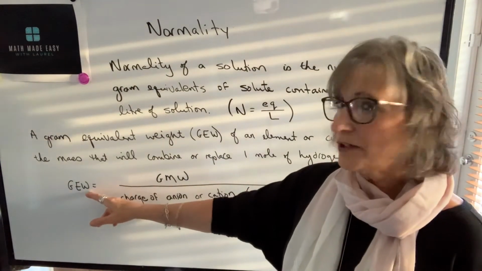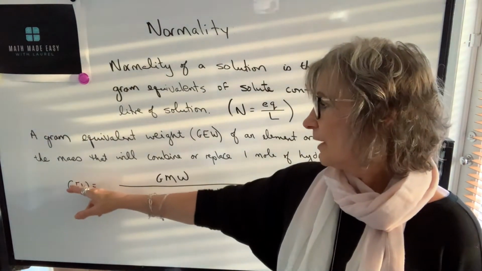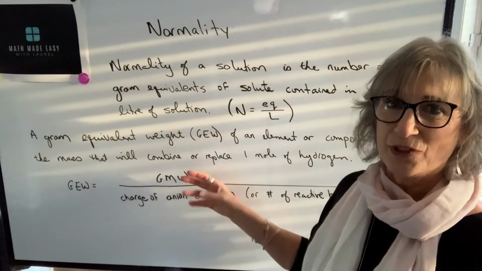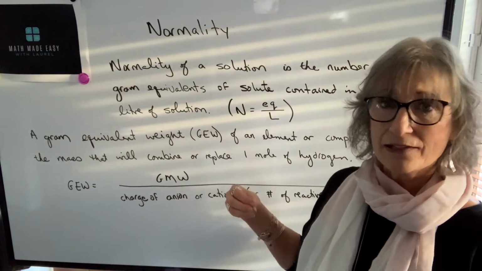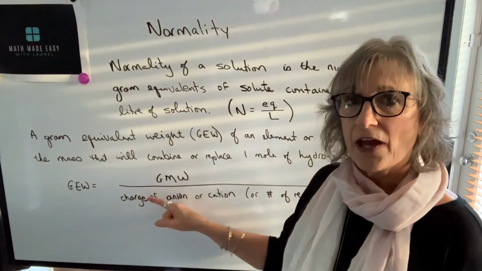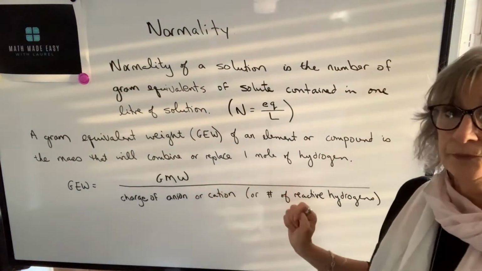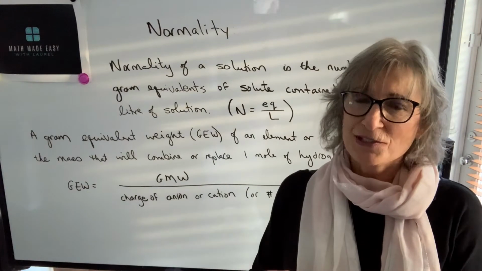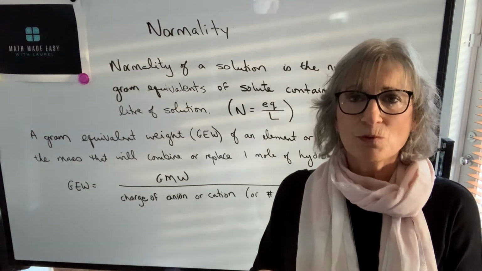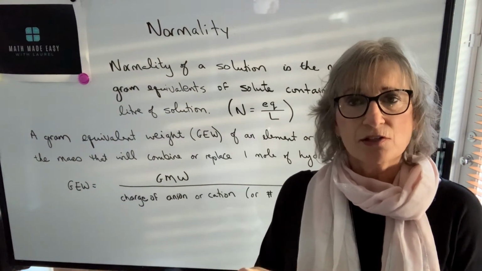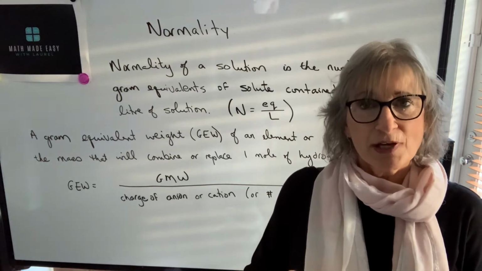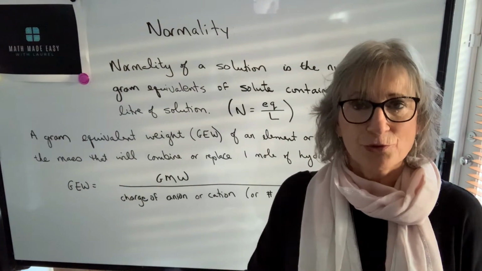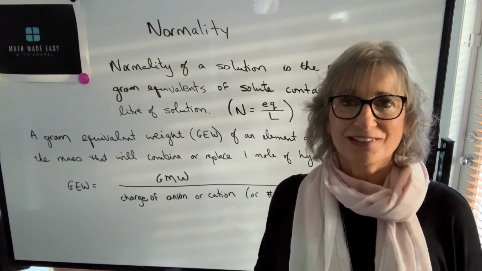And it can be calculated. Gram equivalent weight is equivalent to gram molecular weight, which we've talked about as molar mass, divided by the charge of anion or cation, or number of reactive hydrogens. My expertise is in math, not chemistry, so what I want to focus on is how we express the concentration as normality, or if we're given the concentration as normality, how we express it in another unit. So let's take a look.